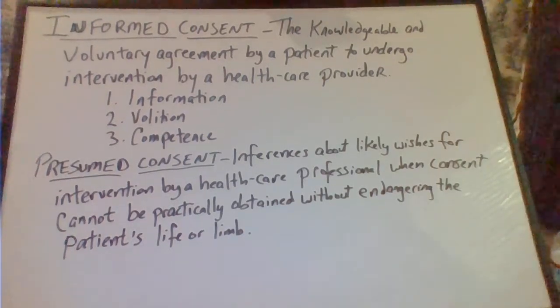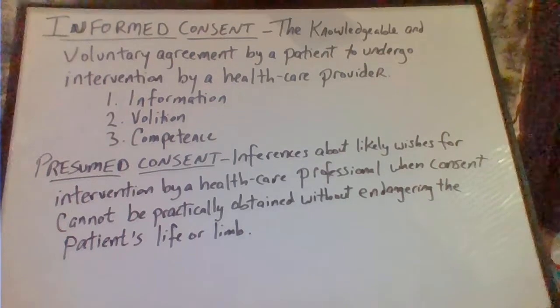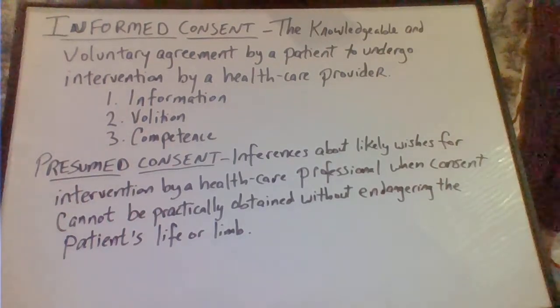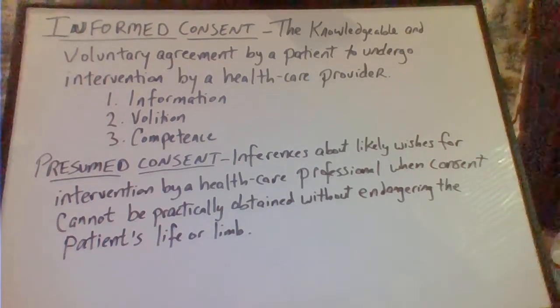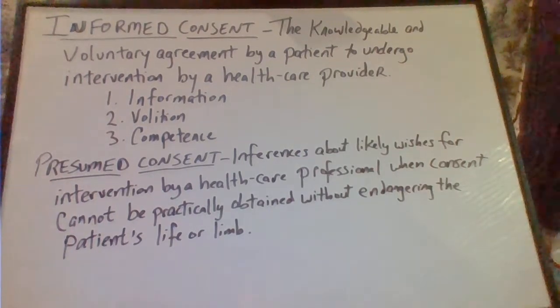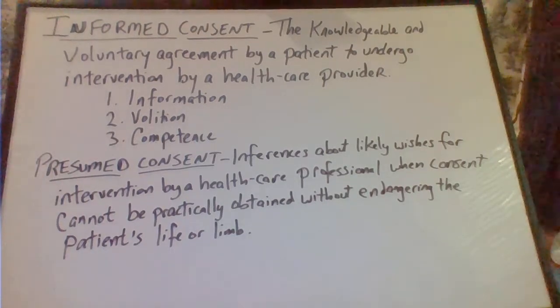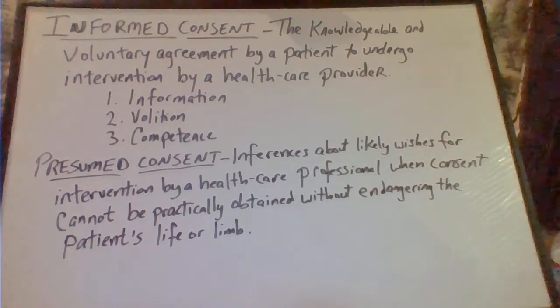And that's why the third element, competence, kind of comes up as an alternative option or as an alternative concept, because we have the idea that we don't want people to be forced, but then we also have the concern over people who maybe are not in a mental state to be able to make the decision themselves, even if they did have a free choice. So that's why these are the three basic elements of informed consent: information, volition, and competence.